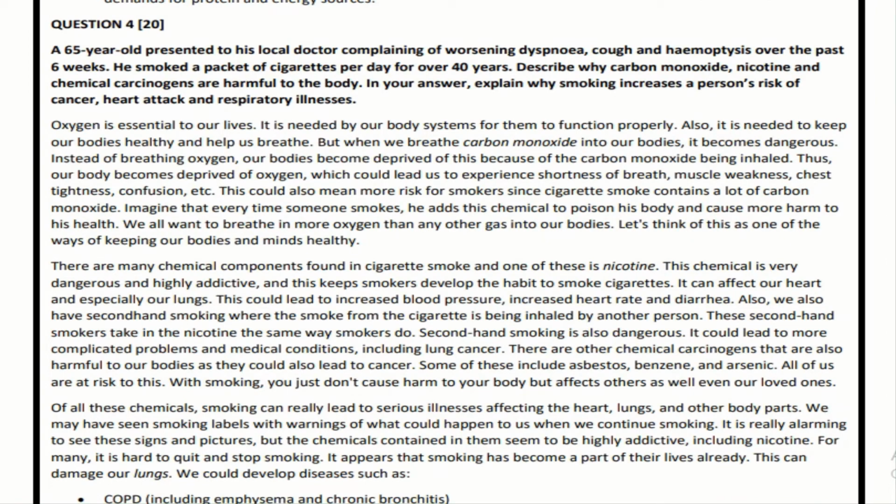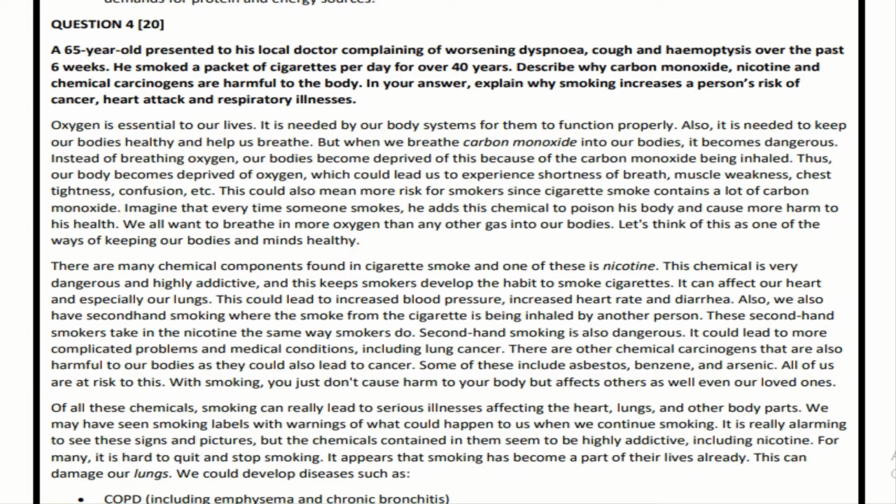Next question is, a 65-year-old presented to his local doctor complaining of worsening dyspnea, cough, and hemoptysis over the past 6 weeks. He smoked a packet of cigarettes per day for over 40 years. Describe why carbon monoxide, nicotine, and chemical carcinogens are harmful to the body. In your answer, explain why smoking increases a person's risk of cancer, heart attack, and respiratory illnesses. Let's continue.